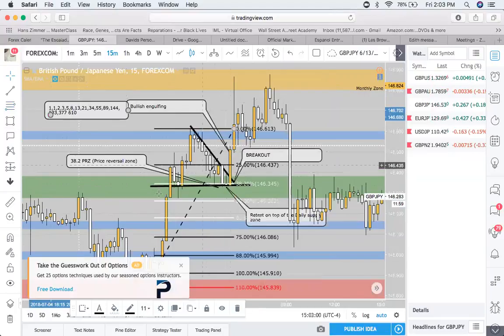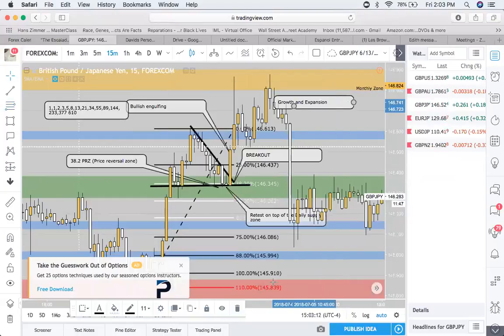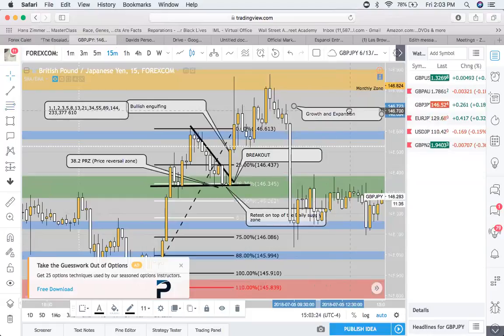So that's the reason why a lot of people use Fibonacci. Fibonacci is known for growth and expansion. Have you ever wondered why Fibonacci works on a daily time frame, and it works on a 15, and it works on a 5-minute, and it works on a 1-minute? The reason for that is because it creates a, how would you say it?